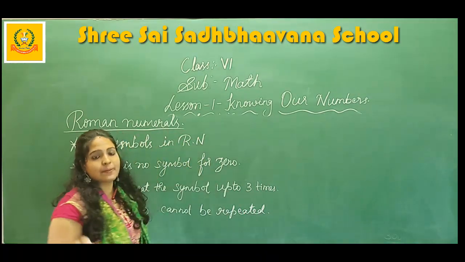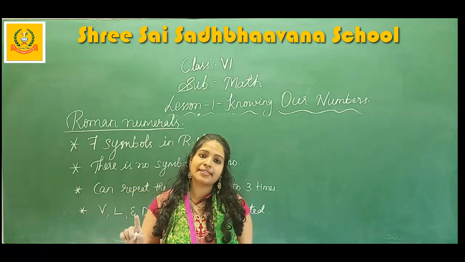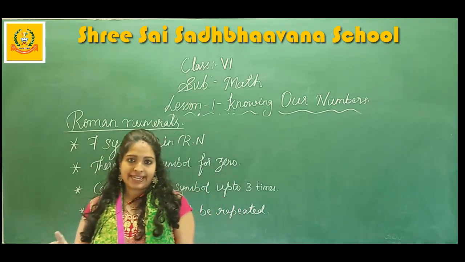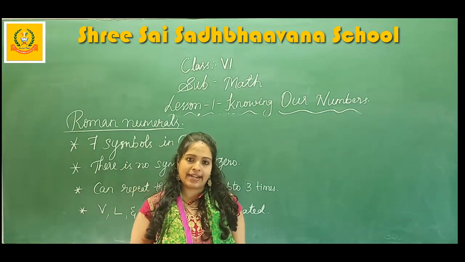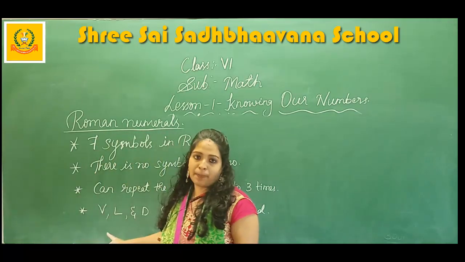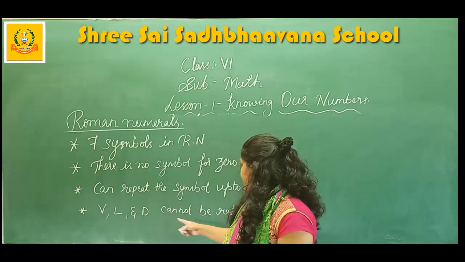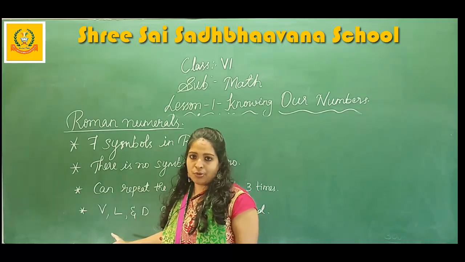You can repeat a symbol a maximum of 3 times. Repetition is nothing but addition. And out of the 7 symbols, 3 symbols can never be repeated. That is V, L, D. This is already known to you, right?